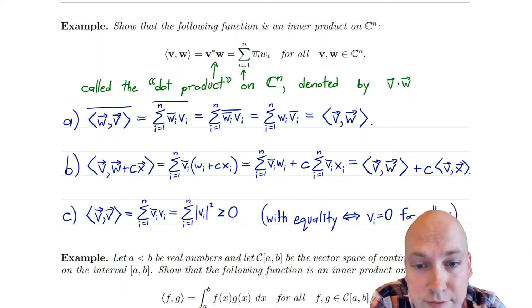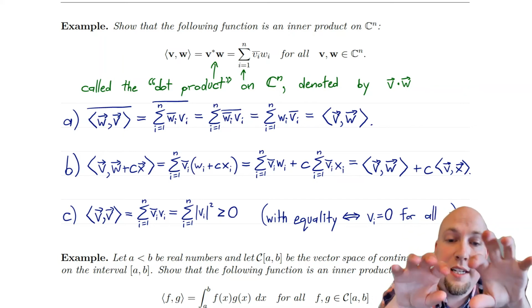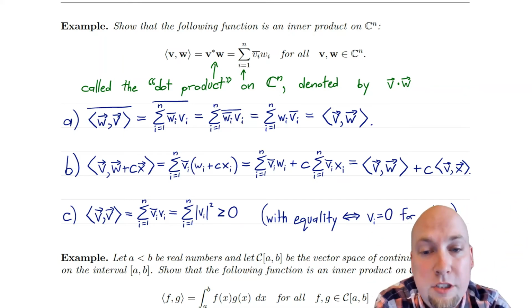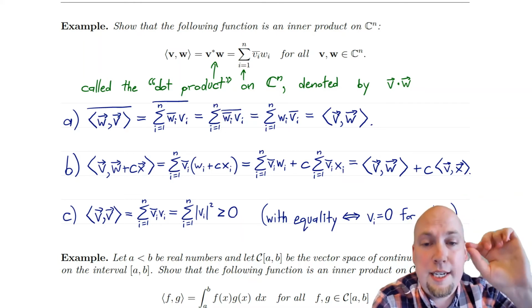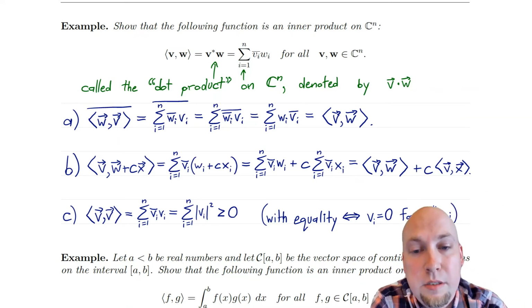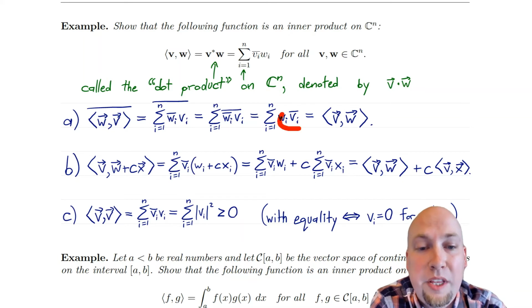And then over on the left here, we've got the complex conjugate of a product of two numbers. Again, the complex conjugate splits up over products, so it's the complex conjugate of each of them individually. And then the wi's have a double complex conjugate over top of them. And complex conjugating twice just gets you back to where you started. So wi conjugate conjugate just equals wi itself. So we're just left with this sum here.